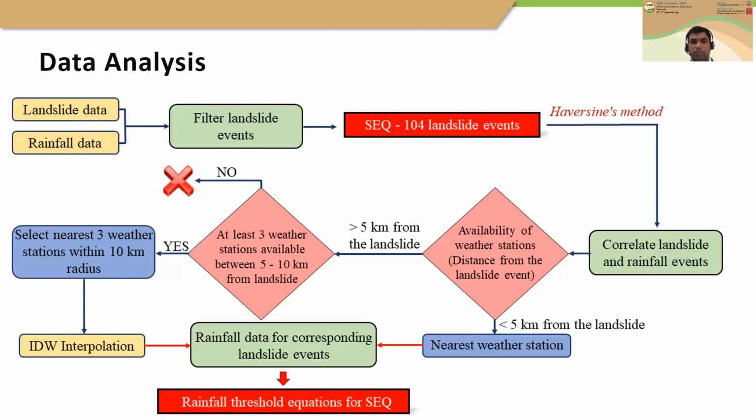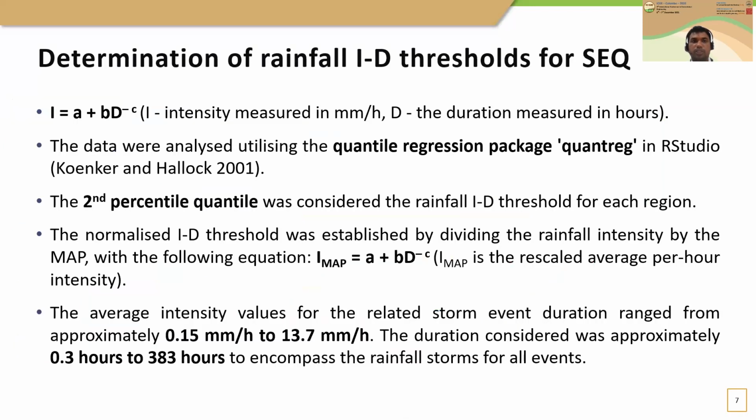As mentioned previously, in case of non-existence of appropriate weather stations within a 10-kilometer radius from the landslide event, the record was discarded from rainfall threshold calculations. So based on the collected rainfall and landslide dataset, the average rainfall intensity and the duration from the beginning of the rainfall event to the initiation of the landslide were defined.